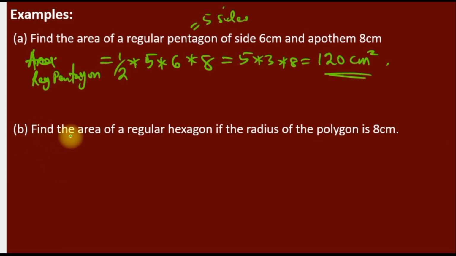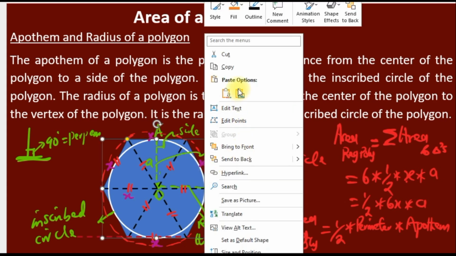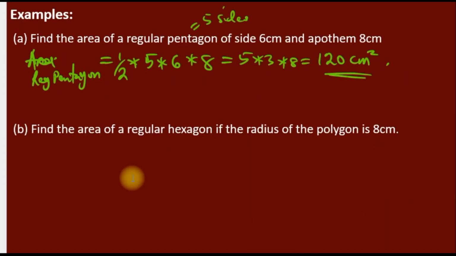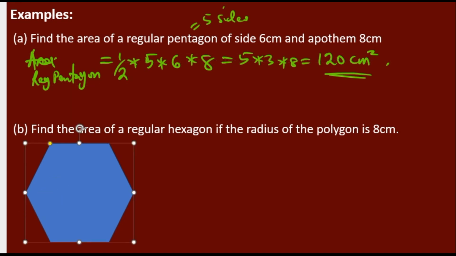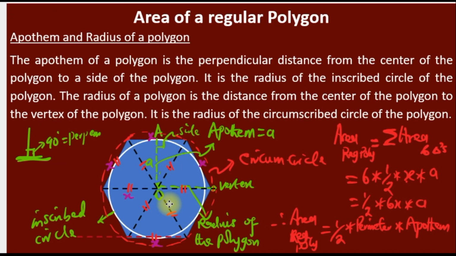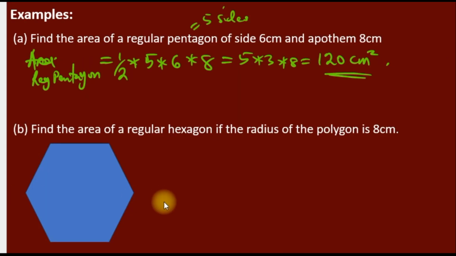And this one asks: find the area of a regular hexagon if the radius of the polygon is 8 cm. So this is a technical question. Let me copy this, and use it as the solution. And let me still copy this so that you see what is happening.